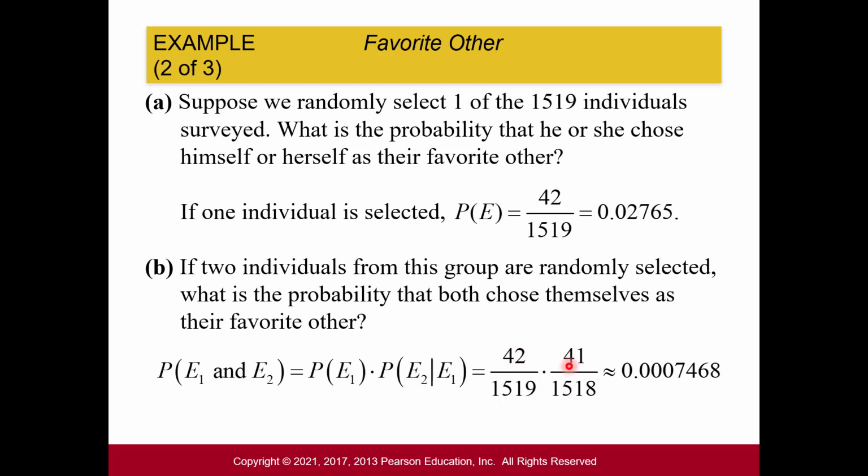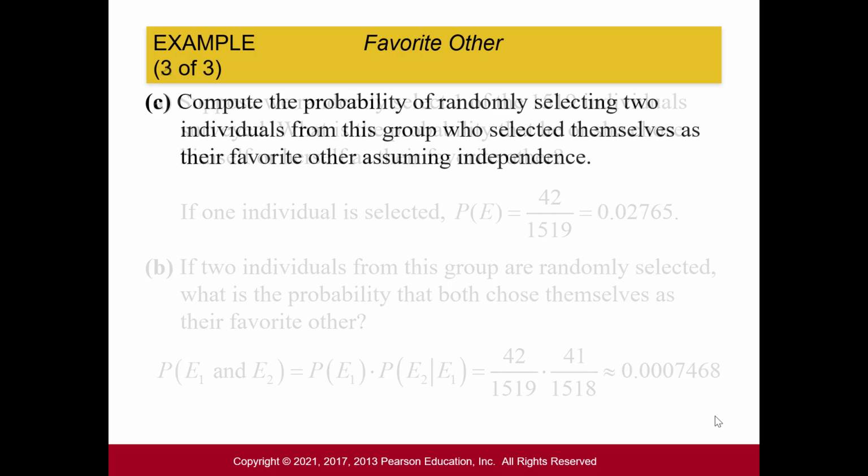And so we multiply. We already figured out the first probability. We multiply that by our conditional probability that out of the 42 people that selected themselves as favorite, so now there's only 41 of them left, and out of the total sample, there's only 1,518 people left. So we multiply, we get 0.0007, so that's about 0.07%.